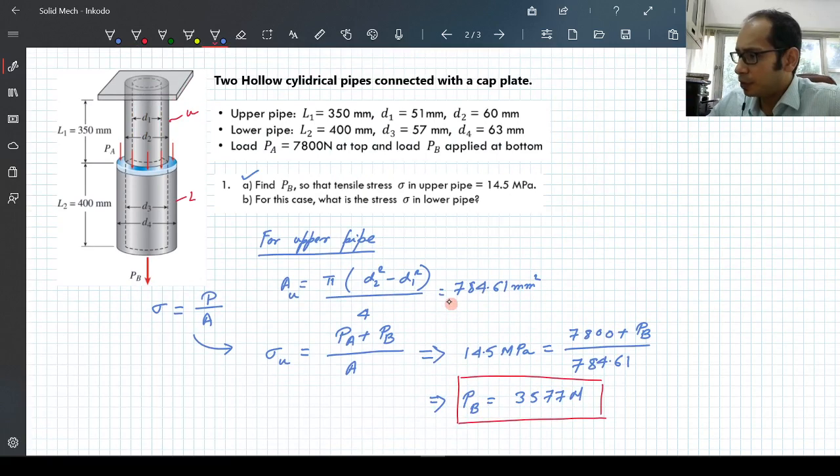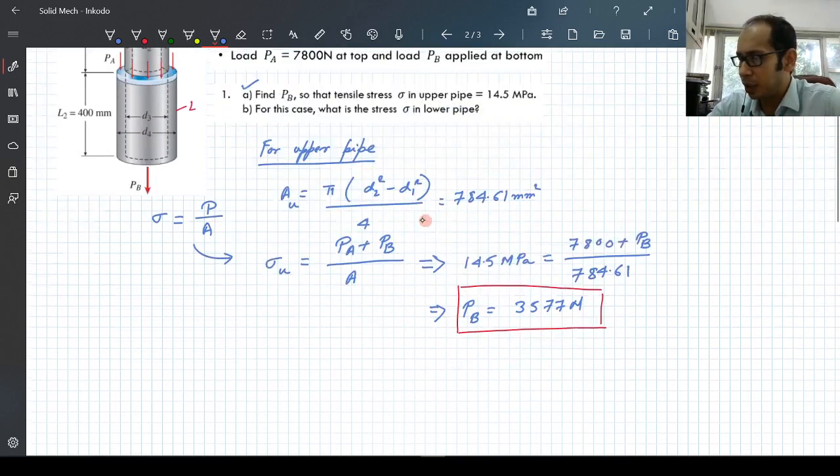Now part 2 of the problem asks that for this case, when PB is 3577 Newton, what is the stress in the lower pipe? Now remember, the stress in the lower pipe is only going to be because of this load PB over here, because when you are pushing from the top, if just PA was there, this one will just go through a rigid body translation. So the force which is causing the stress in the lower pipe is simply because of this particular force PB, right?